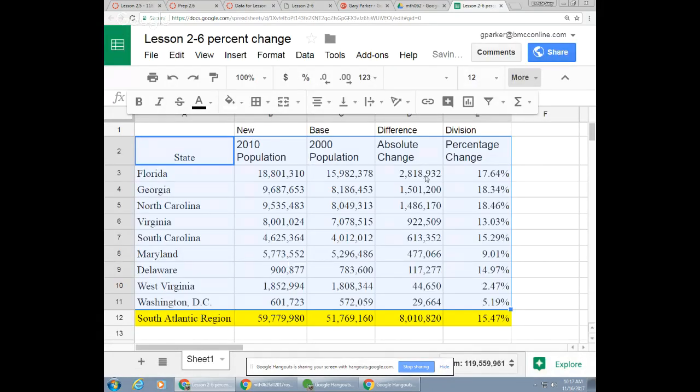All right, so here if we sort by absolute numbers, Florida had the biggest increase in population. Georgia was next, and South Carolina. So we're going to get different answers depending on how we sort. Percent change, absolute change. Yeah, so the 18.34 is still with Georgia, and the 18.46 is still with North Carolina. So everything stayed in the right row when I sorted that. The order now? In the percent change.